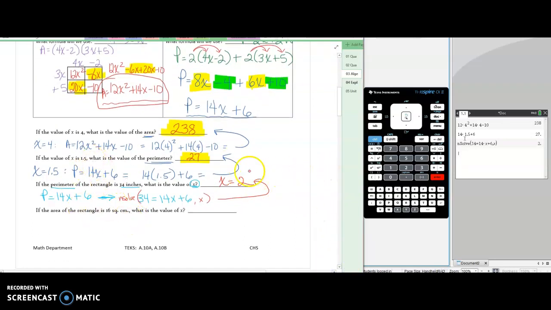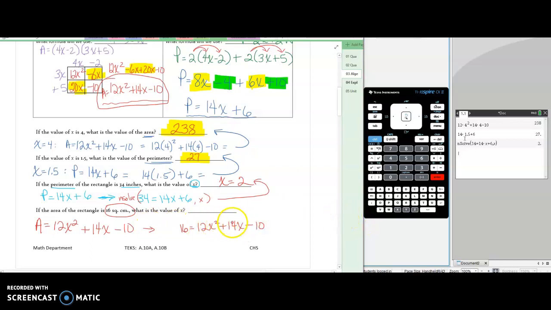All right. Now, one more. We want to know, if the area of the rectangle is 16 square centimeters, what is the value of x? Okay, so here we go. We have the area is equal to 12x squared. We have our formula, our area in terms of x, and we're going to replace what they gave us, which was the area in square centimeters. This is the A. We're going to replace the A with the 16. So 16 equals 12x squared plus 14x minus 10.